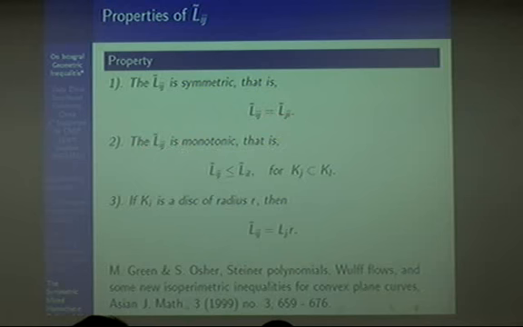What is this monotonic? If there is another Kl such that this is smaller than this one or contains that one, therefore we have this. This means monotonic. In the special case, when Ki is a disk of radius R, this is just known. This is a simple one. Also the Green, and also a Steiner polynomial, Wolff flow, and some new isoperimetric inequality for convex plane curve.